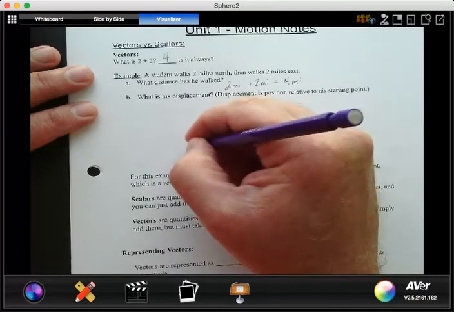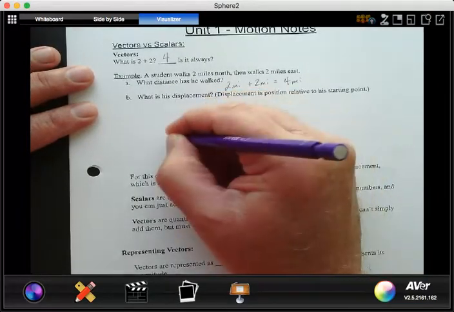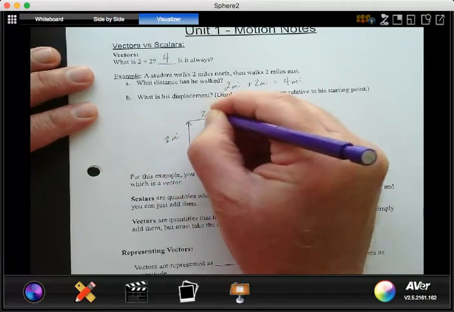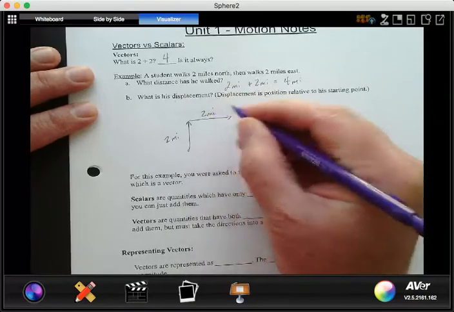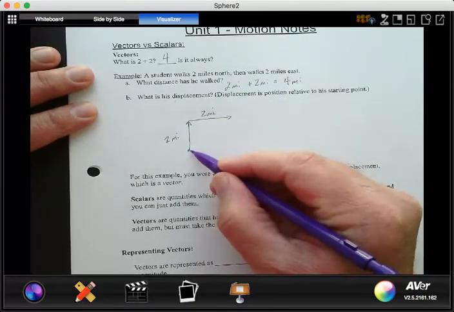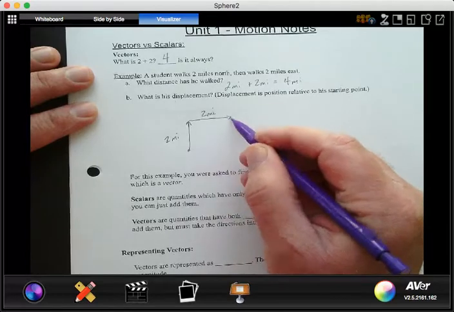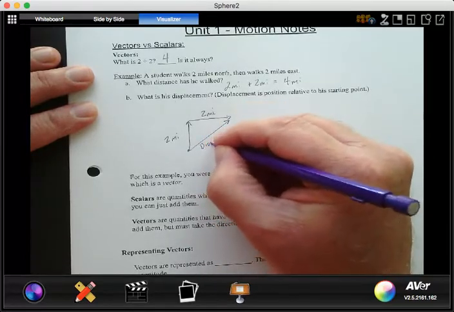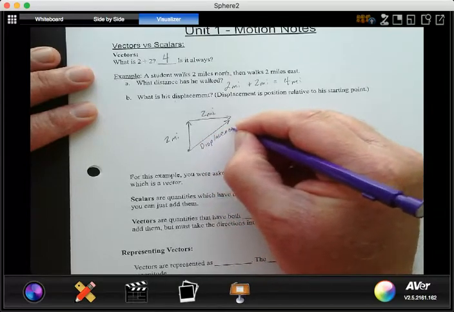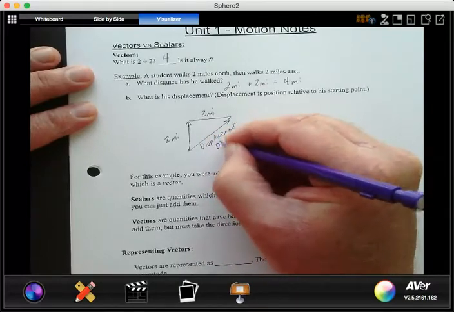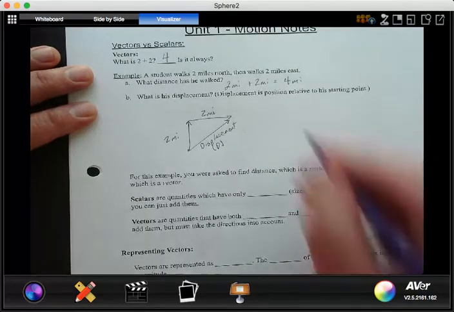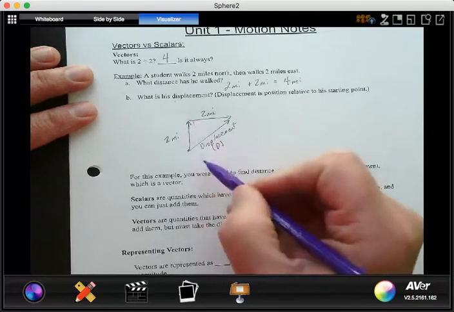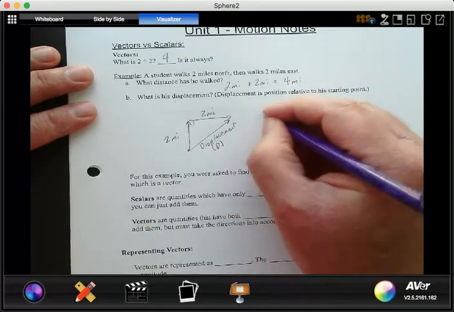So if I kind of sketch this out, he went 2 miles north, then turned and went 2 miles east. And now his displacement is going to be where he is relative to his starting point. So up here. And that's obviously not going to be 4 miles. So we'll label that displacement. And for now, we're going to call that D. Well, how are we going to find it? Well, it turns out that north and east are at right angles. So I got a right angle in here, and I can just do the Pythagorean theorem.